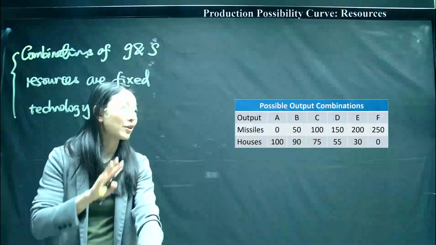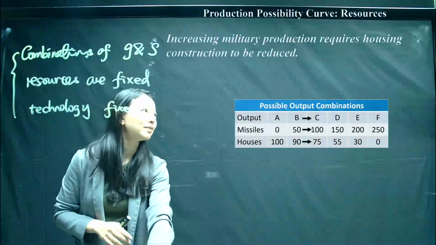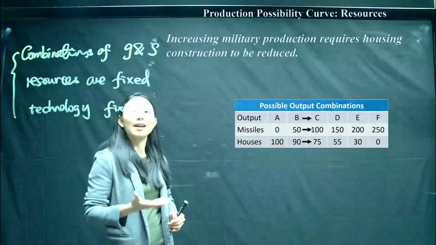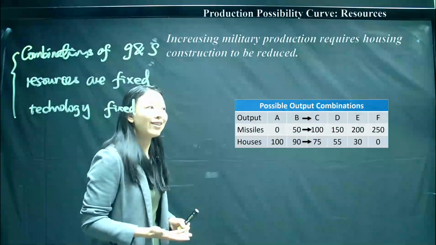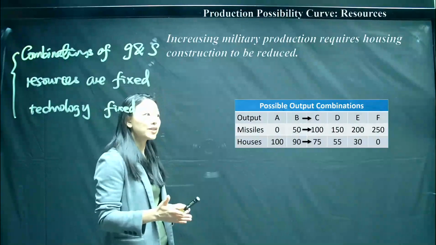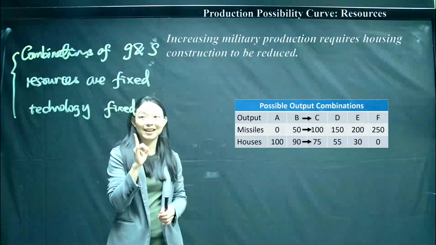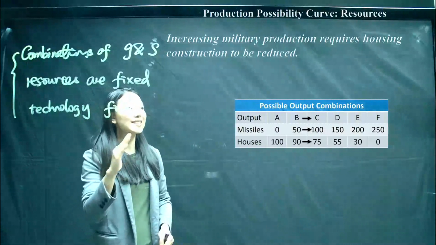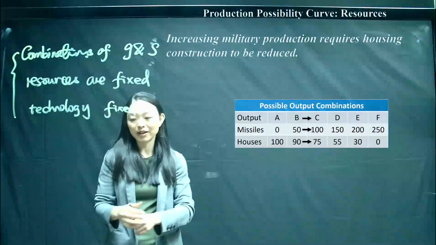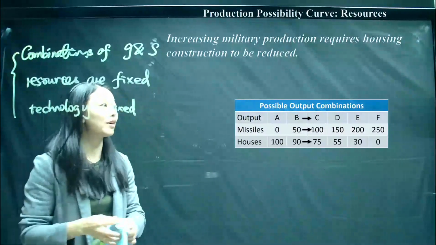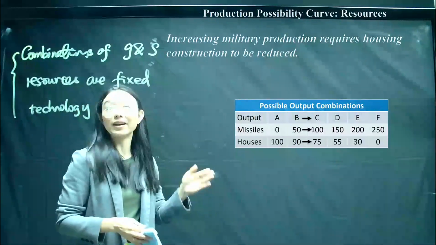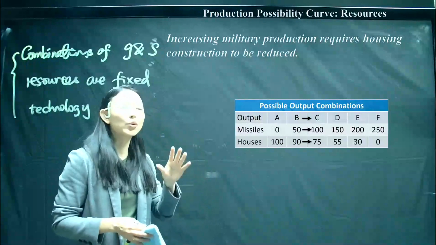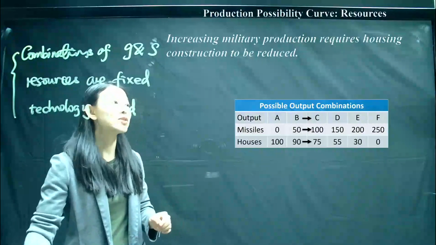We can also see from this table that increasing military production actually requires a reduction of house construction. For example, if we're moving from point B to point C, we can see the meso's production increase from 50 to 100. At the same time, you can notice that house construction reduced from 90 to 75.